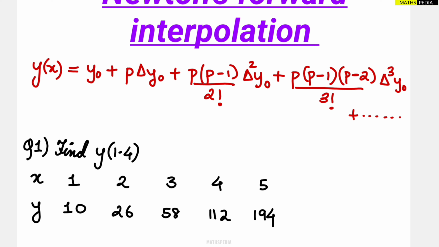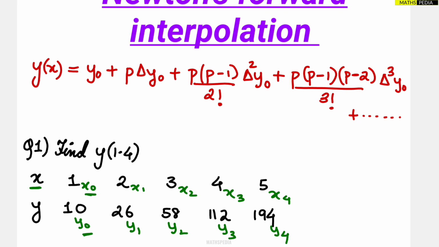Now here, let us start with the formula. This is Newton's forward formula. So y of x is equal to y naught plus, and y naught is nothing but the starting value. Let me just write and show you. See, x is there, so this will be x naught, then x1, x2, x3 and x4. So the starting value will be x naught. Then the corresponding y values are y naught, y1, y2, y3 and y4. So starting is always y naught and x naught.